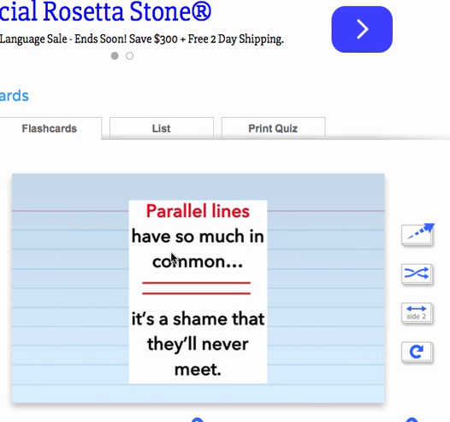That's pretty funny, Mrs. Gonzalez. That's so funny. I love it. I love that saying. What a great way to help remember what parallel is.